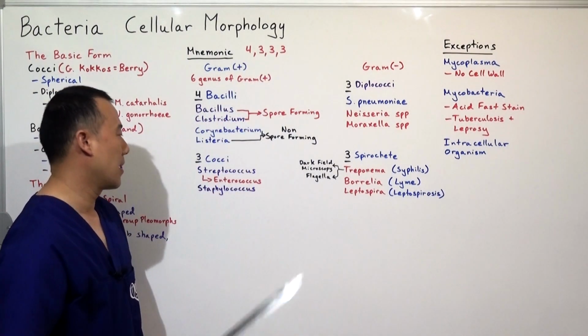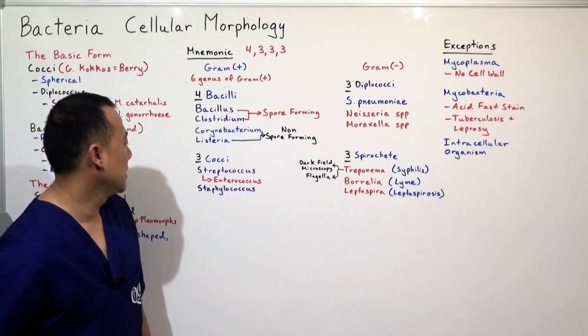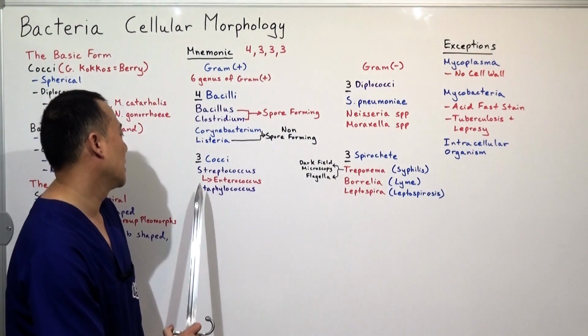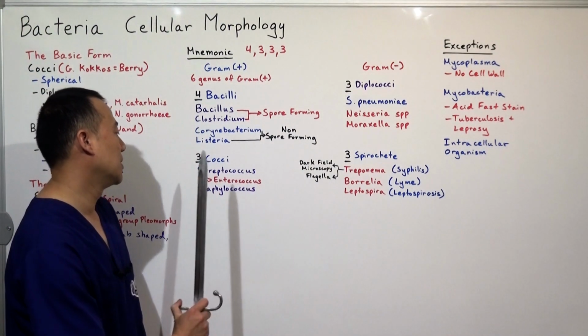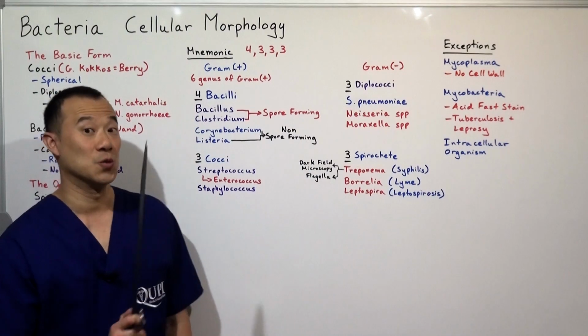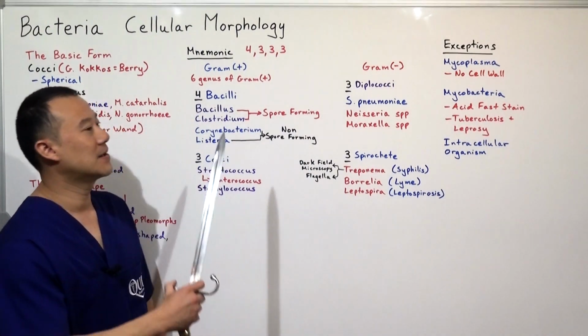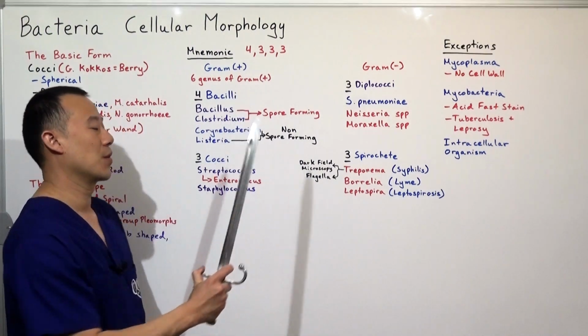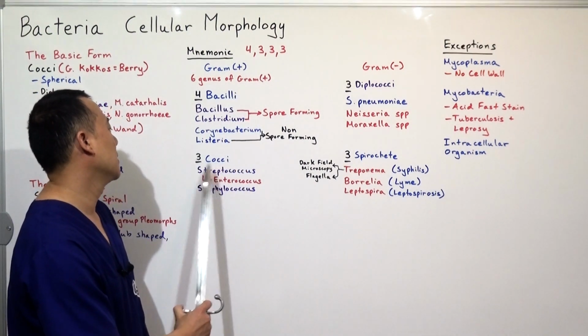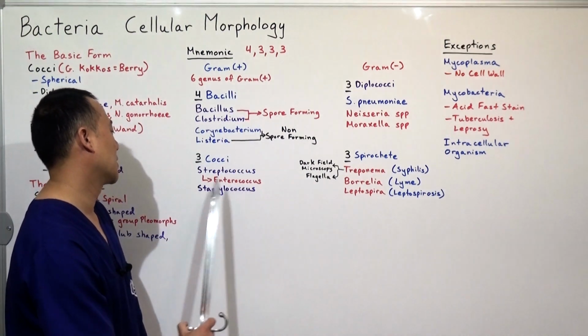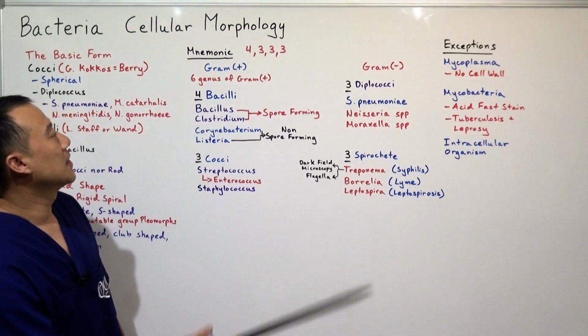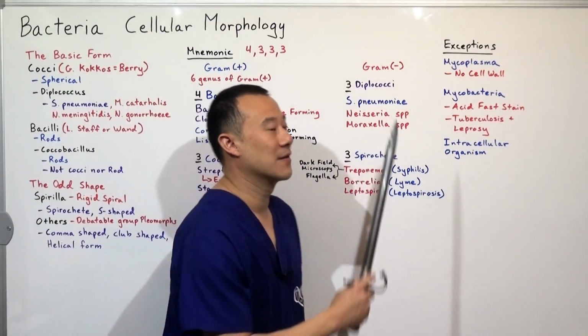Now, 3 cocci. There's Streptococcus, Enterococcus, and Staphylococcus. But notice that Enterococcus in red is actually a subgroup of Streptococcus. But to make the mnemonic work, 4-3-3-3-3, we've got 3 cocci as Streptococcus, Enterococcus, and Staphylococcus. All right, now 3 again, gram-negative.